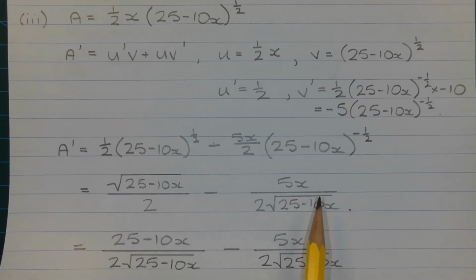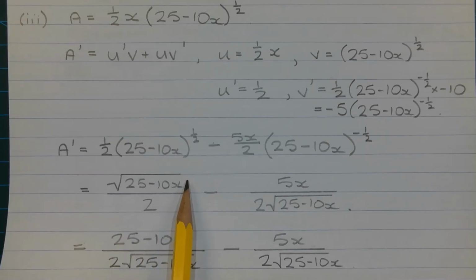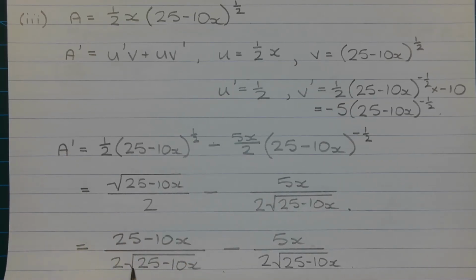Now we can combine these two fractions together if we can find a common denominator. So if we take the first fraction and multiply the numerator and the denominator by the denominator of the second fraction, we can get two fractions with the same denominators, which means we can then combine the two fractions. So A' is equal to 25 minus 10x over 2 times the square root of 25 minus 10x, minus 5x over 2 times the square root of 25 minus 10x.